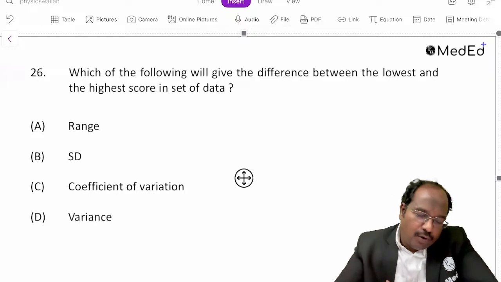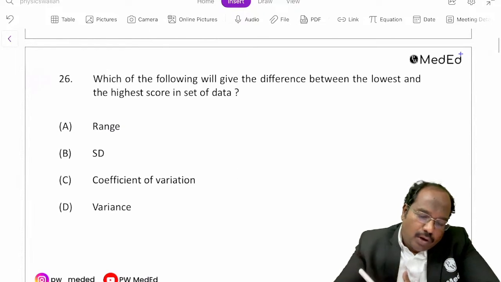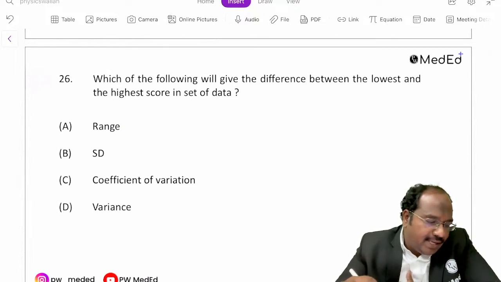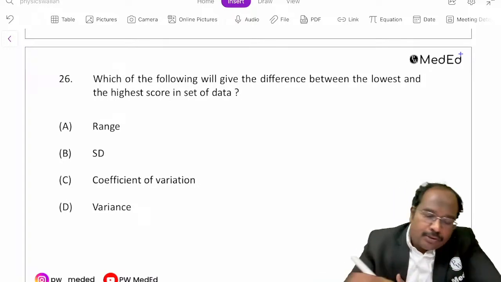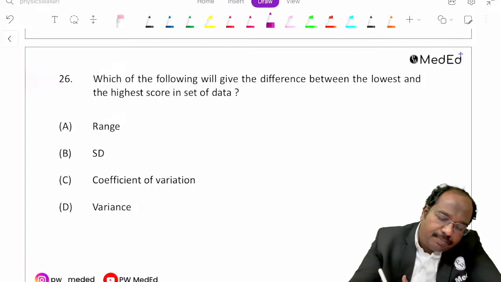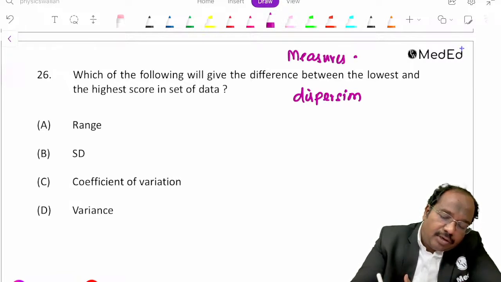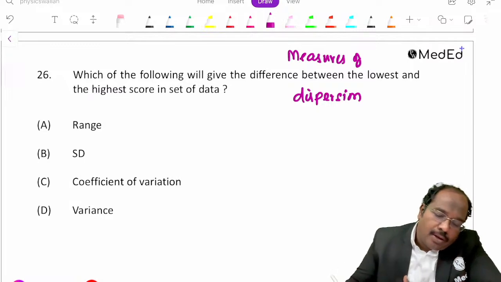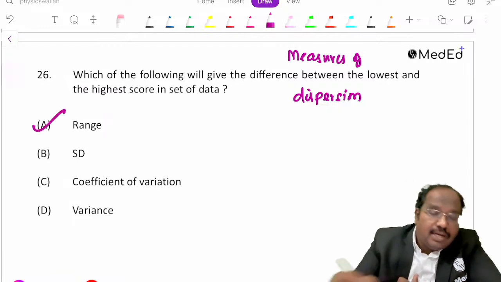Which of the following will give the difference between lowest and highest score in the set of data? Good evening Aditi. So this is related with measures of dispersion. All the options are measures of dispersion only. So the answer is range.